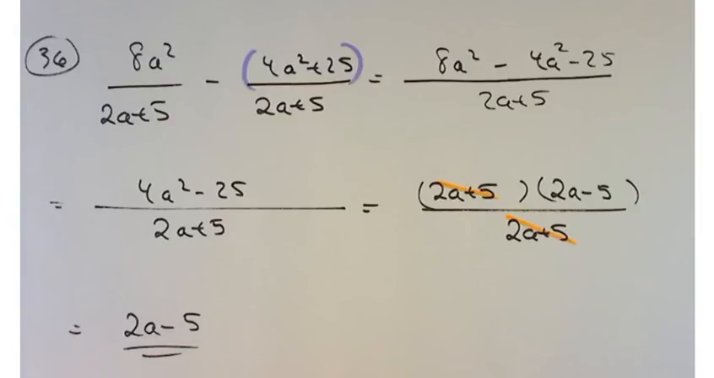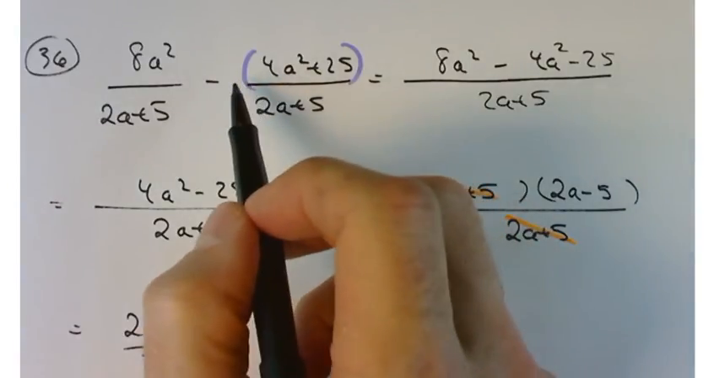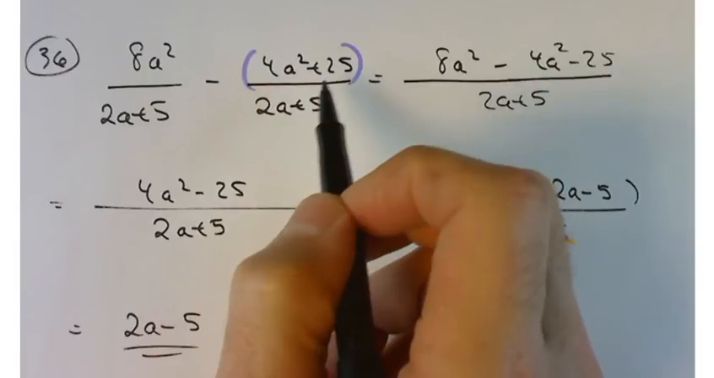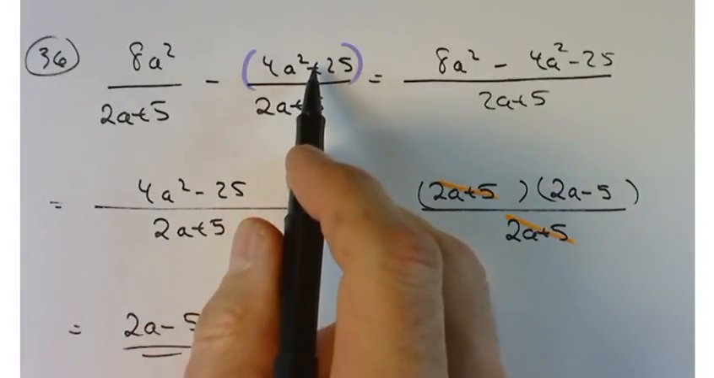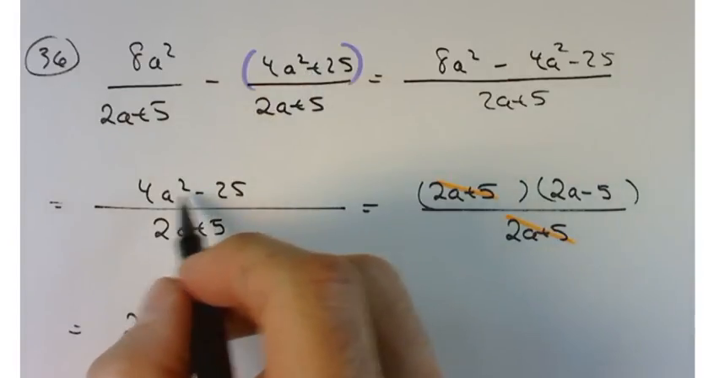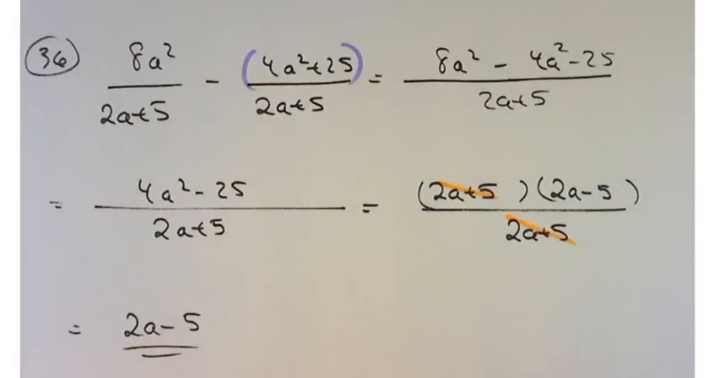I can't emphasize enough that you have to be careful when you're doing these types of subtractions to distribute that negative. If this was a 4a squared plus 25 because we forgot to distribute that negative, then that'd be prime. You couldn't factor it any further, so you'd kind of be out of luck there.